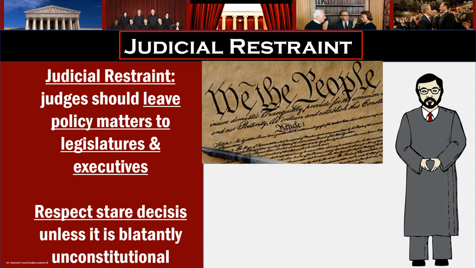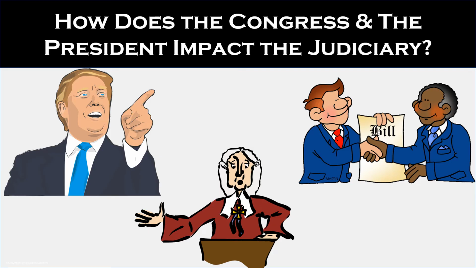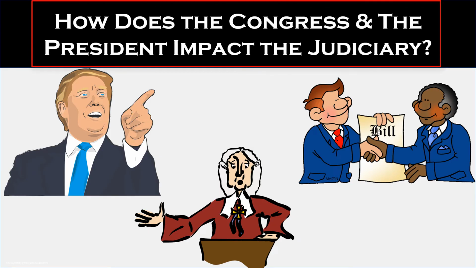Now, this is the concept that judges should leave policy matters to the other branches and respect what is called stare decisis. Stare decisis, which roughly translates to let the decision stand, is the concept that judges should abide by precedents set by other courts and limit their own interpretations, leaving the policy and lawmaking up to the other branches of government.